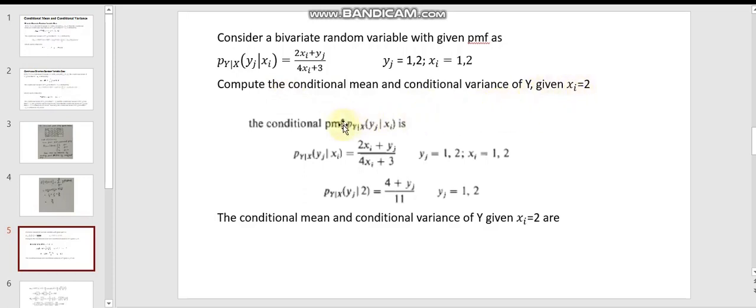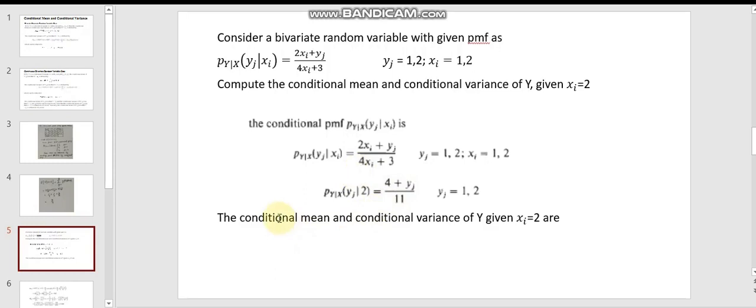First, we will find the conditional probability mass function of y given x. So here the conditional PMF of y given x is, which is given here, 2x plus y divided by 4x plus 3. The condition is that x is equal to 2. For this case, I will incorporate x is equal to 2. So this expression will reduce to 4 plus y divided by 11.